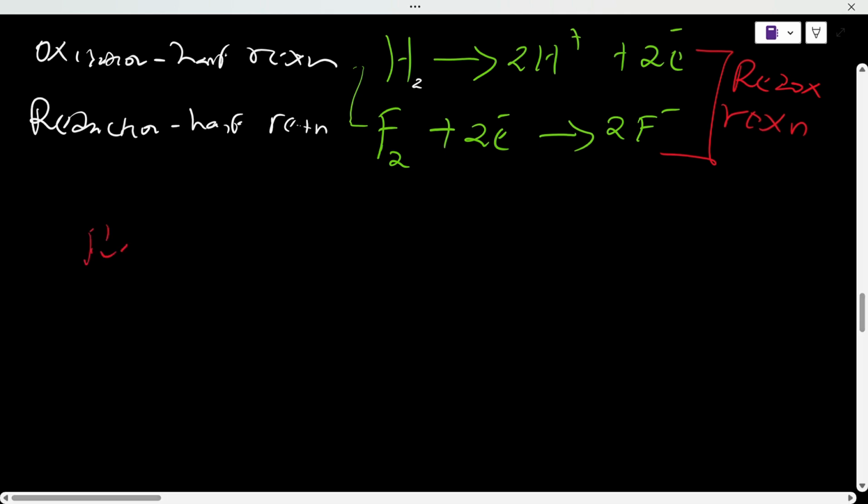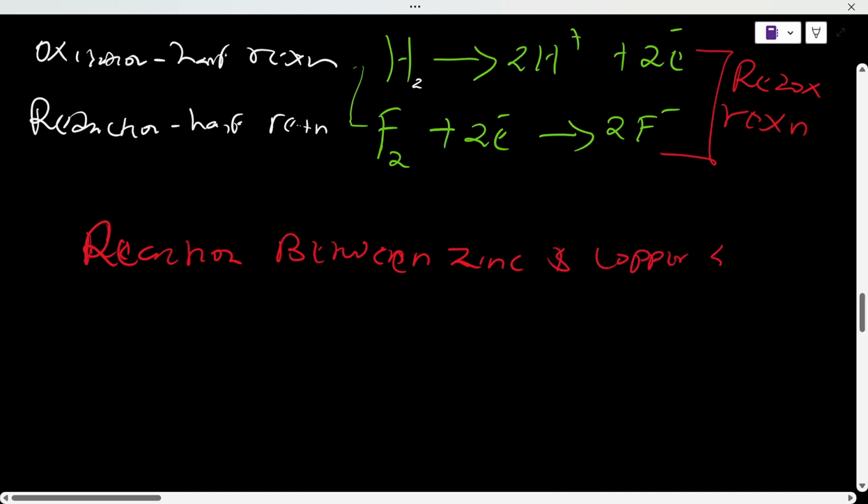So, the reaction between zinc and copper sulfate.